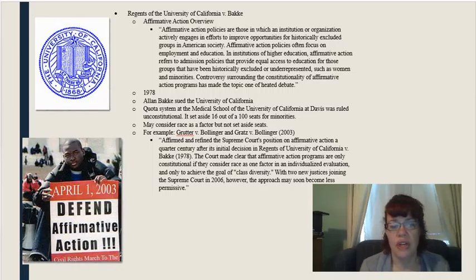And then, for example, Grutter versus Bollinger and Gratz versus Bollinger affirmed and refined the Supreme Court's position on affirmative action a quarter of a century after the original Regents of the University of California v. Bakke. The court made it clear that affirmative action programs are only constitutional if they consider race as a factor in an individualized evaluation and only to achieve the goals of class diversity. And then it says, however, with 2 new justices joining the court in 2006, the approach may soon become less permissive.